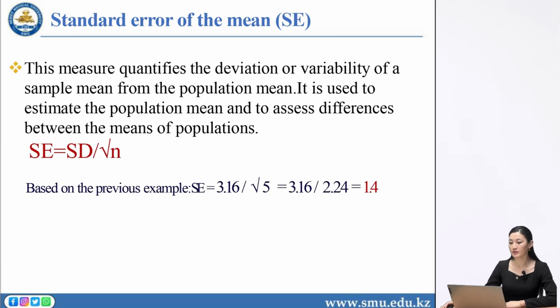Standard error of the mean. This measure quantifies the deviation or variability of a sample mean from the population mean. It's used to estimate the population mean and to assess differences between the means of populations. Here you can see the formula. Based on the previous example, standard error, here are all the calculations. At the end we will find standard error equal to 1.4.